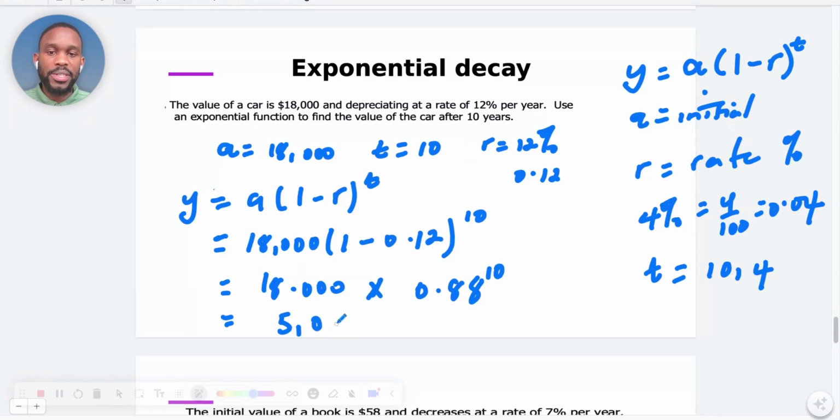and $13. So $5,013. So mind you, sometimes parentheses, I call them brackets. So if you're lost, if you've been following me, you know parentheses, same thing. So this car that was 18,000, 10 years later will be 5,000. So it's really depreciating. Let's look at another example.